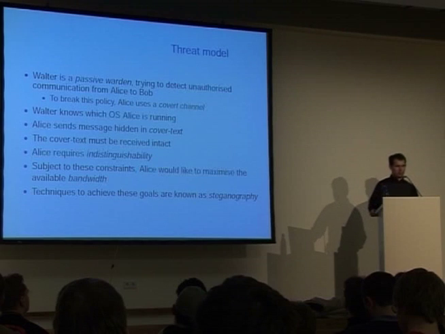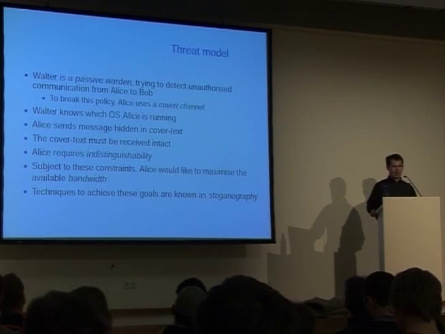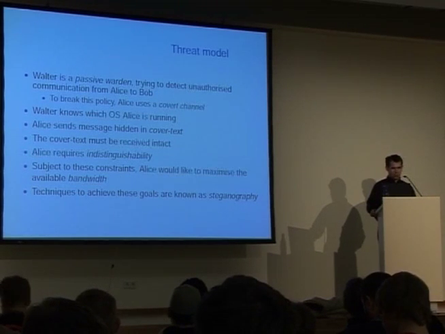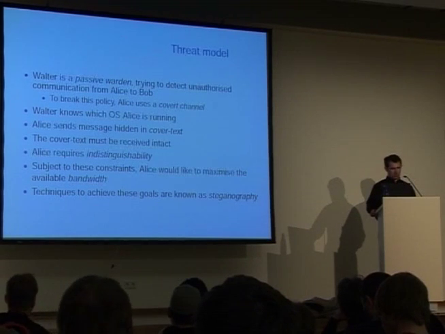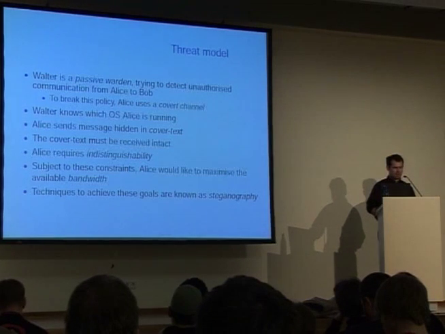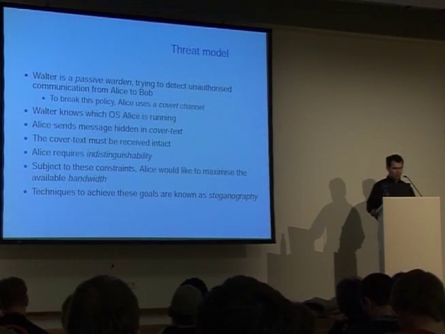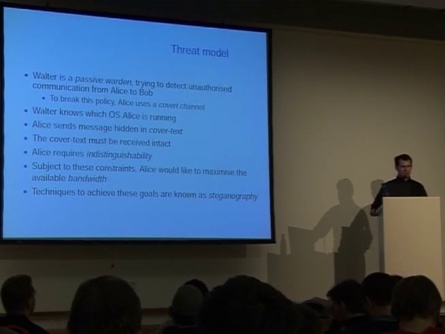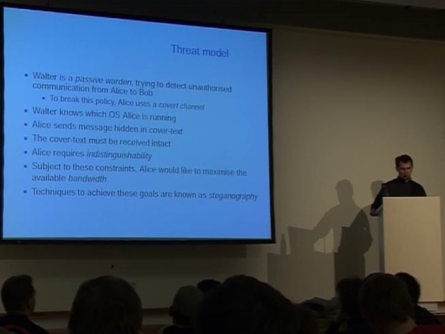So the first requirement of steganography is that the cover text is received intact. Obviously, if Alice breaks all internet communication, then she'll be spotted. But a further requirement is indistinguishability. This is where even if she's being watched and the warden knows all information about her operating system, all information about her current habits, then it should not be possible to differentiate that from any normal behavior. And after the communication is taking place, she would like to communicate as much as possible, and that's called maximizing bandwidth.